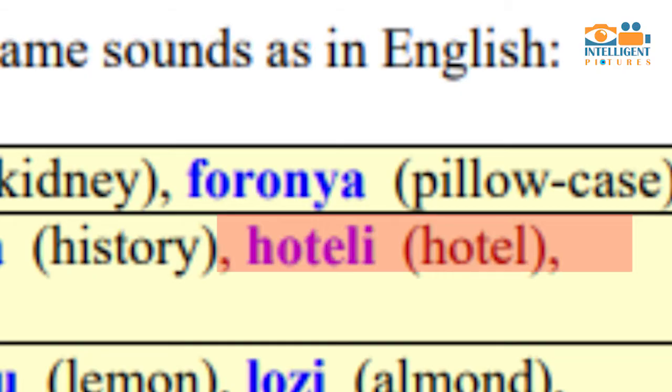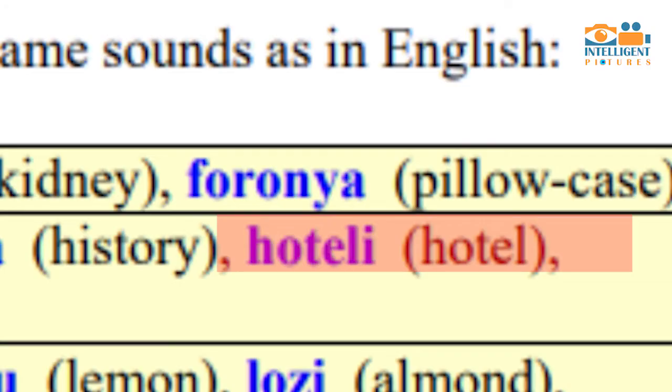So you can see the same sound as in English. And there is also another word, hoteli. Hoteli means hotel, okay? So we pronounce just the sound the same as in English, but in English it's hotel, and in Swahili it's hoteli, you seem to be prolonging the word, you know. Pronounce hoteli. In English, you pronounce hotel, okay?